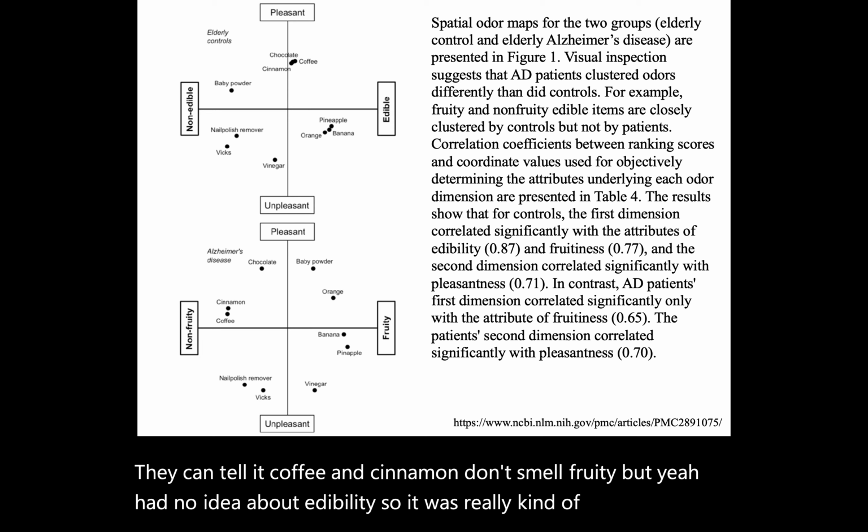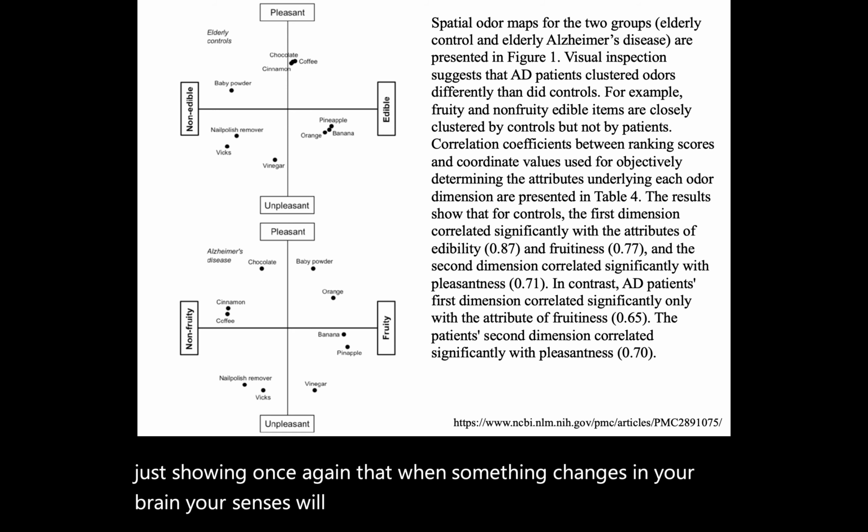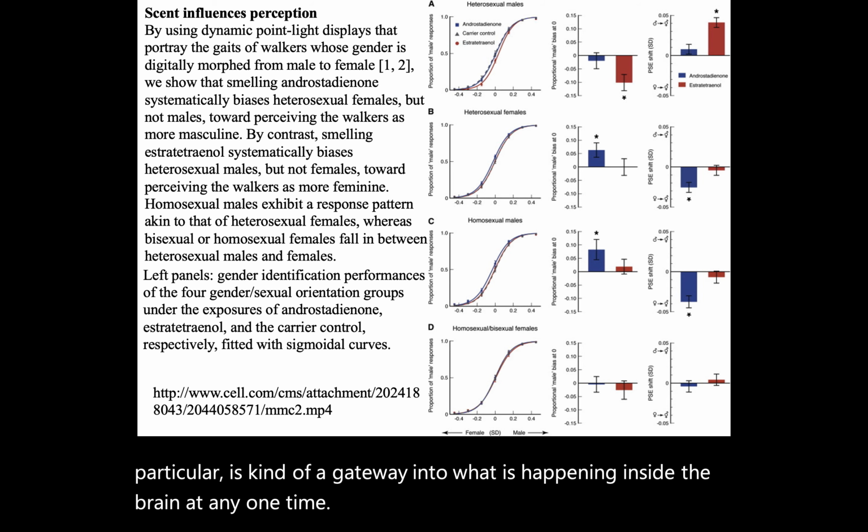But this is just showing once again that when something changes in your brain, your senses will also change. Your sense of smell in particular is kind of a gateway into what is happening inside the brain at any one time. Yeah, scent is definitely going to influence perception.